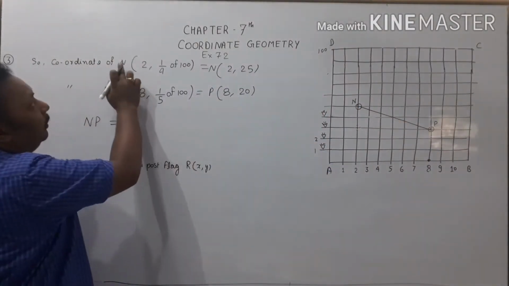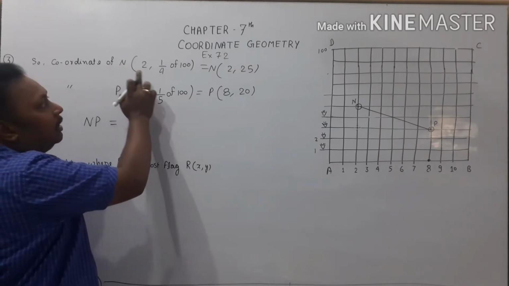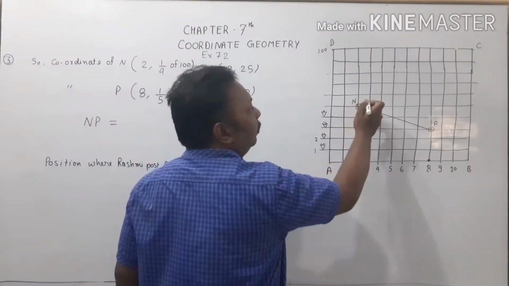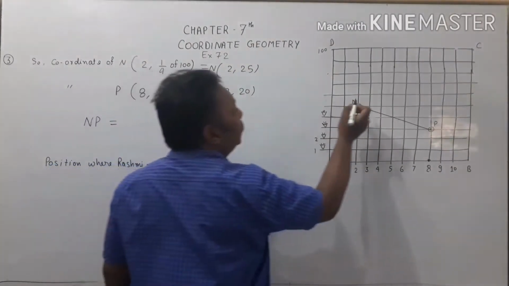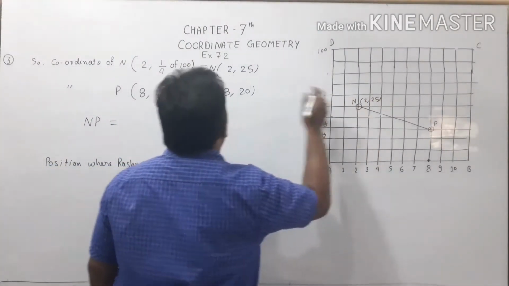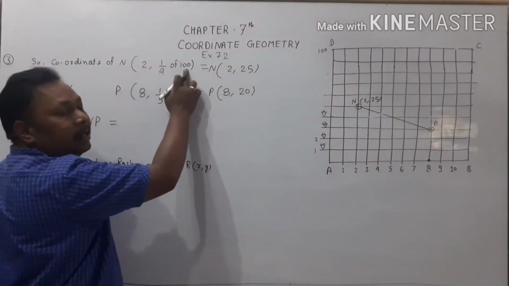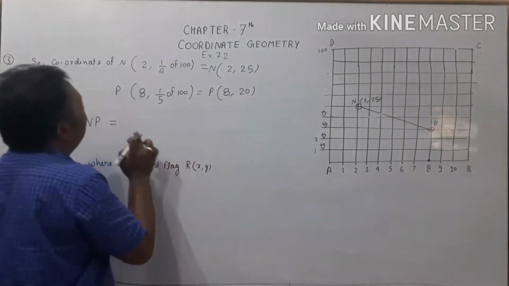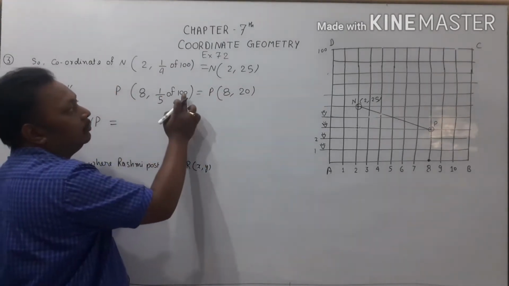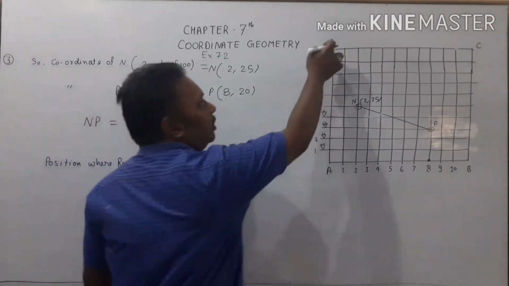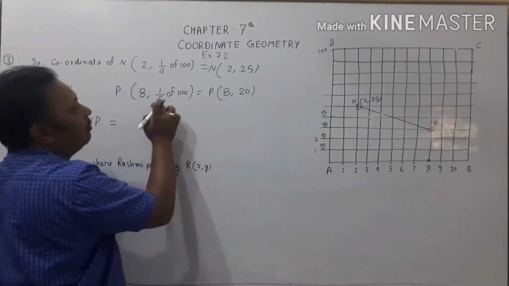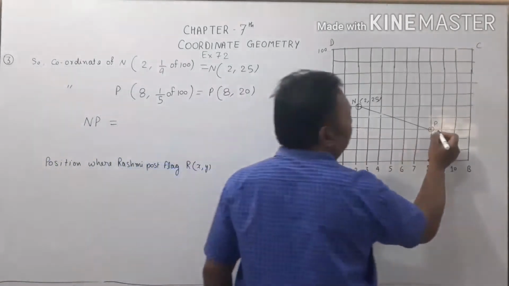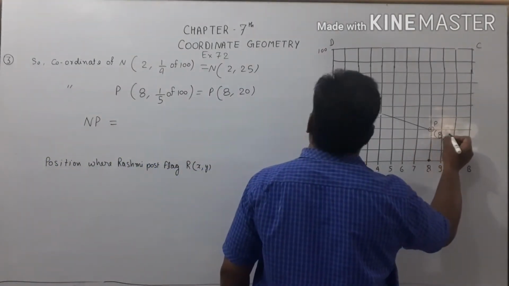The coordinate of N, Niharika, is on the second track and 1/4 of the total distance, so this is (2, 25), because the total distance is 100 and Niharika ran 1/4 of it. So 1/4 of 100 is 25. And Preet runs 1/5 of the total distance, which is 100 meters. On the 8th track, 1/5 of 100 is 20, so (8, 20). We find the distance between these 2 points.